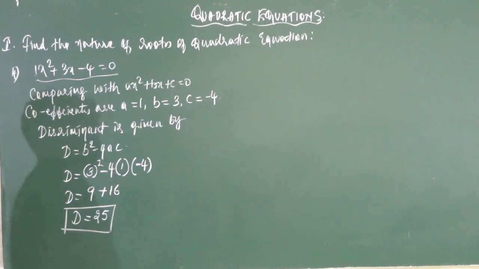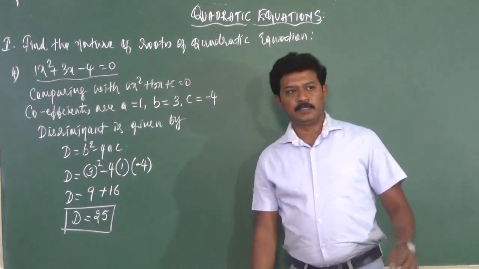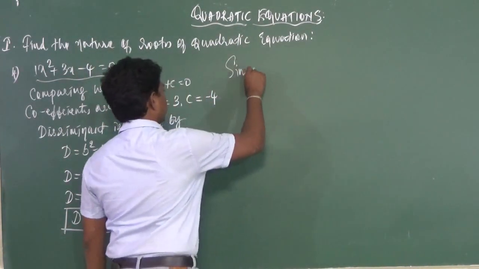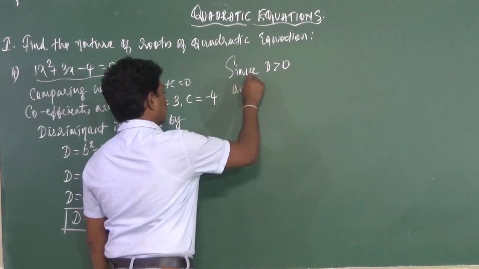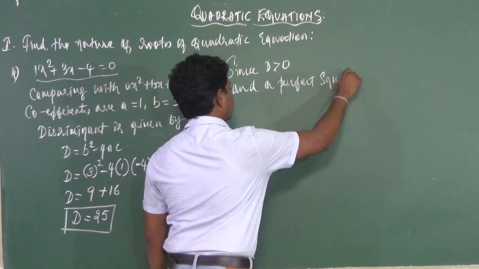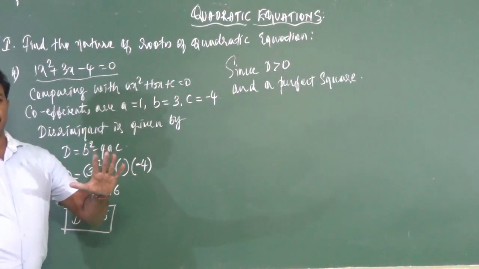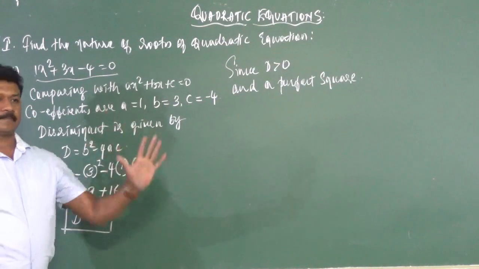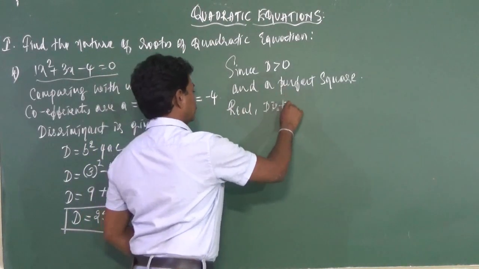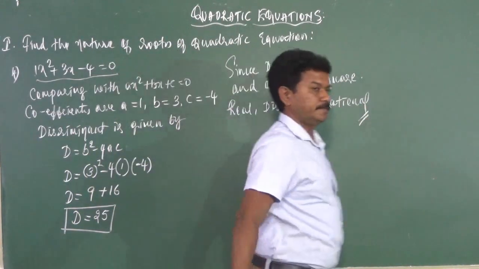So 25 is a number which is greater than 0. And what else? A perfect square. Yes, 25 is a perfect square. Exactly right. So since D is greater than 0 and a perfect square, what is your conclusion regarding the nature of roots? The roots are real, distinct and rational. Right, beautiful, good.